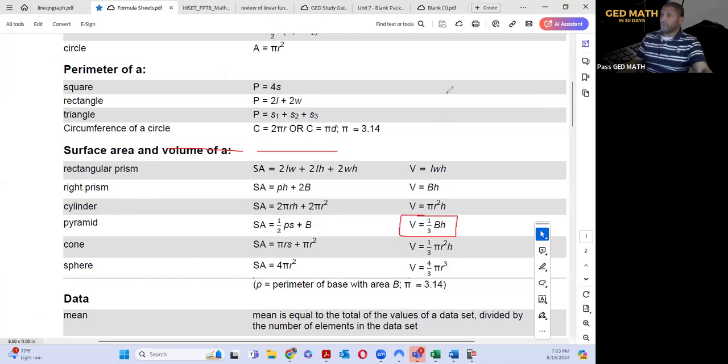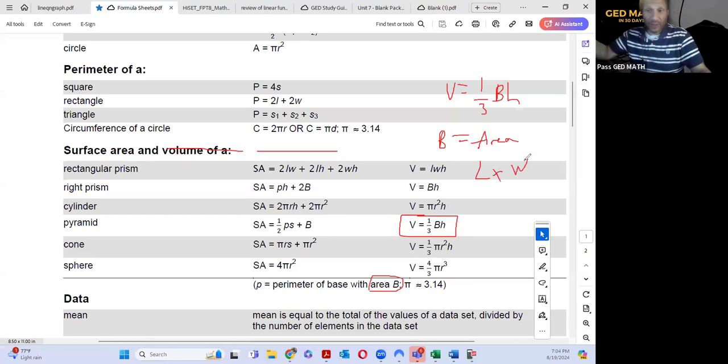So volume equals 1/3 capital B times H. Well, we know capital B is the area of the base. We know a rectangle, right? The area of a rectangle is length times width. So we identified our givens, we identified everything we need to know. Let's go back to the problem.